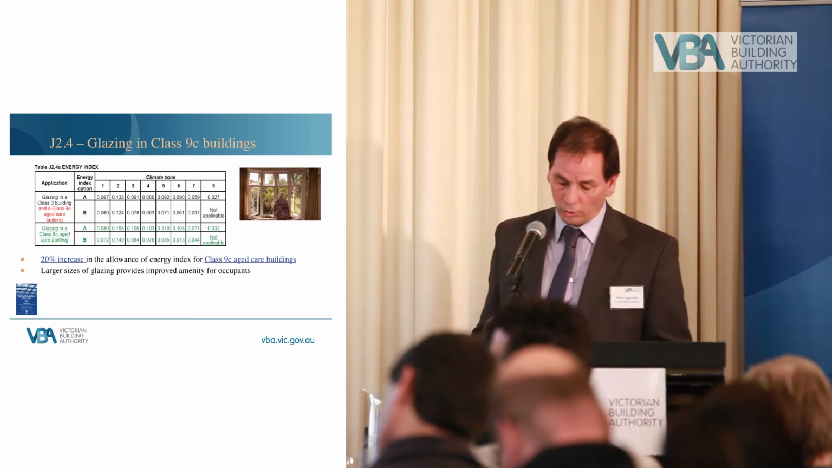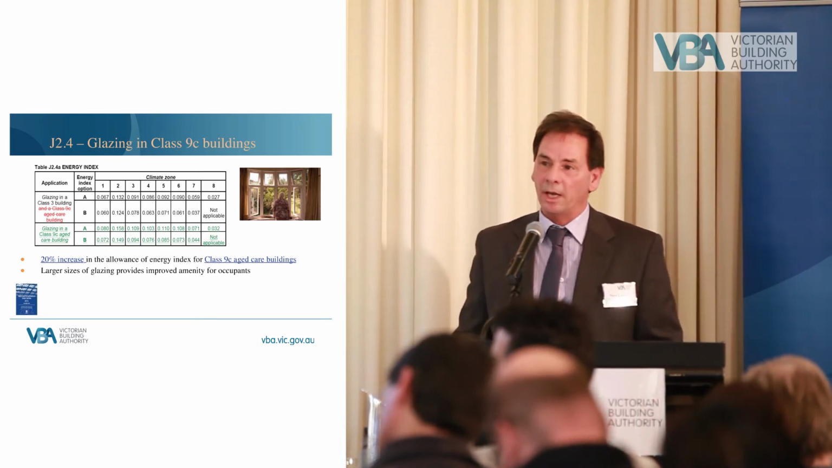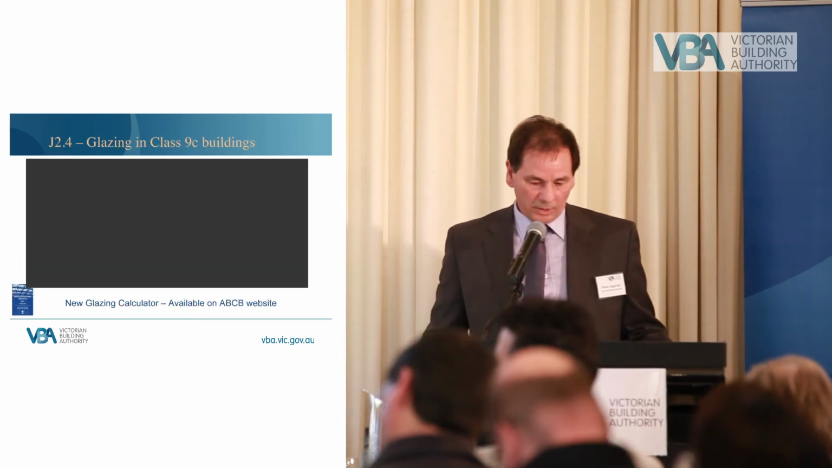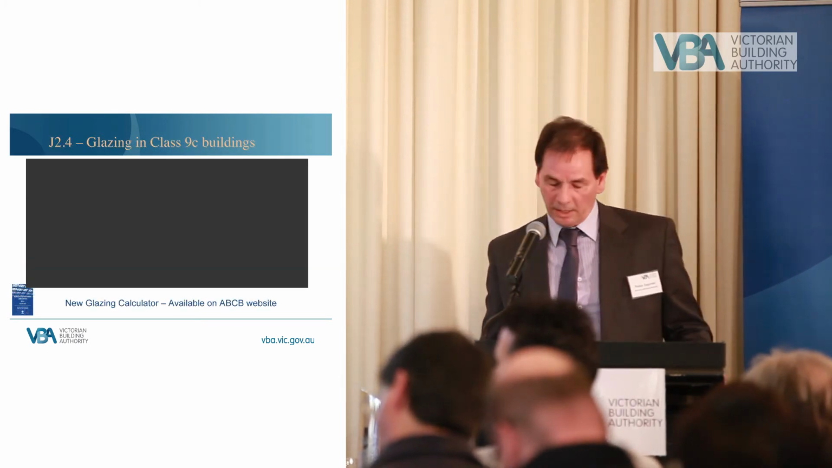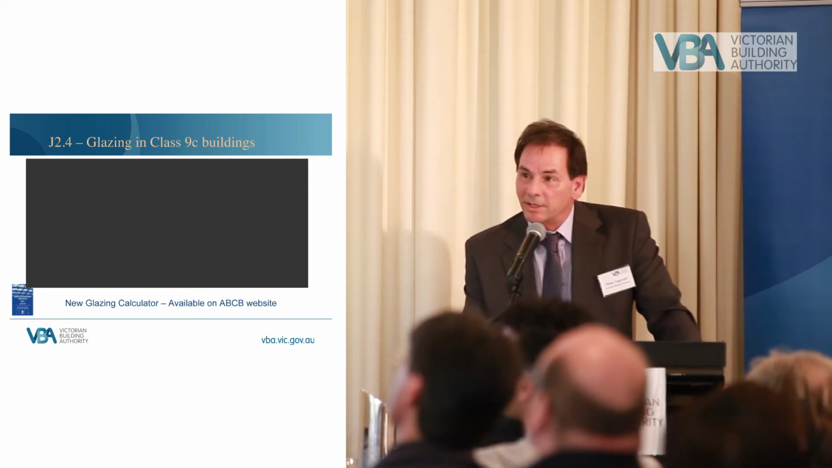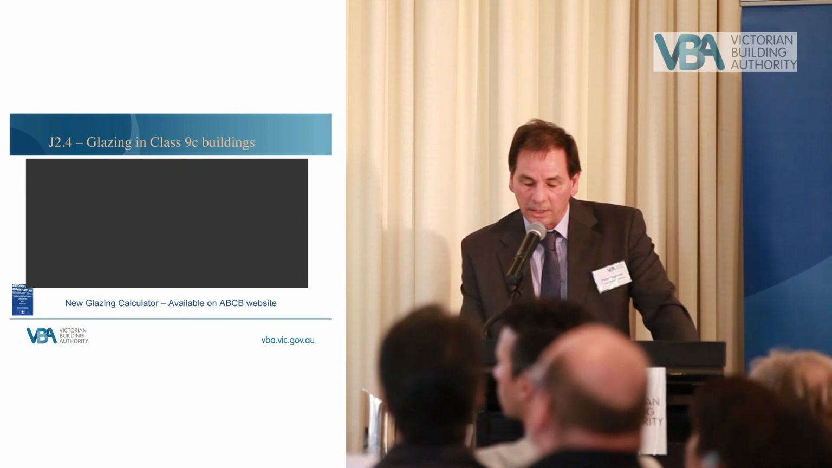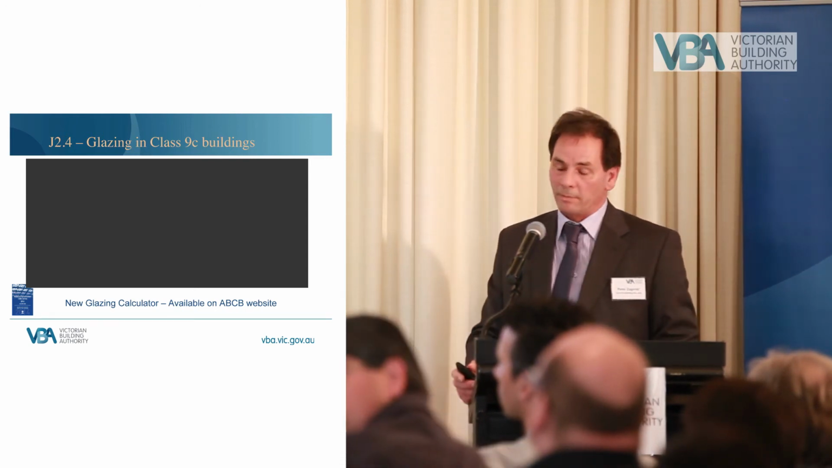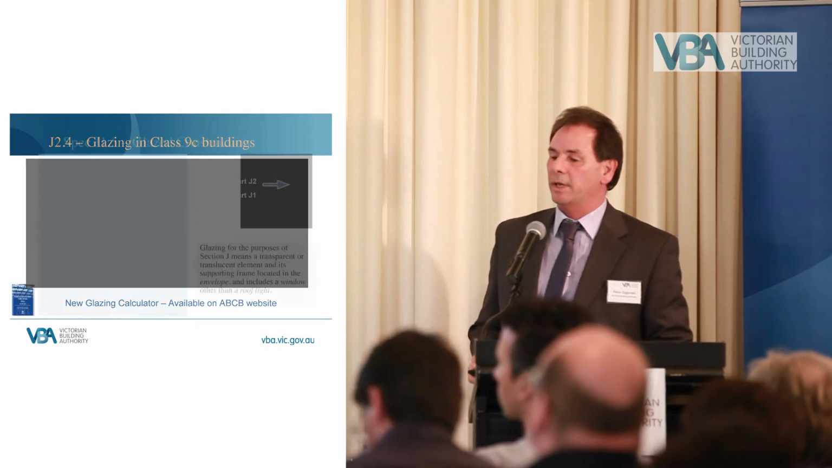These changes also have been reflected in the ABCB's new glazing calculator, and this change is highlighted by the red circle. By clicking on the applications and selecting Class 9C aged care, the energy index calculations are automatically selected by the calculator.